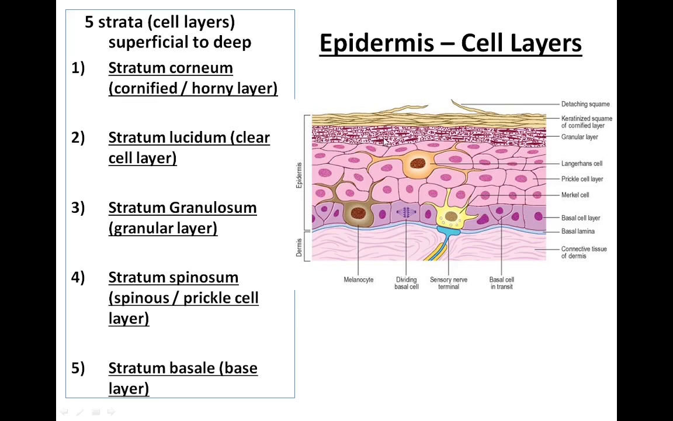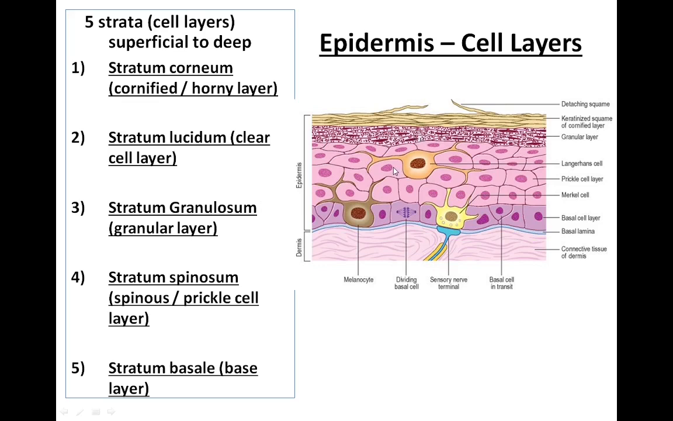Here the stratum corneum and stratum lucidum are in the most superficial part. Lucidum, lucid, means clear. So it is a clear cell layer. There will be no granules, nothing will be there. The cytoplasm is very clear. That is why it is called stratum lucidum. Then stratum granulosum. This is the cell layer having some granules in the cytoplasm. That is why it is called the granular layer.